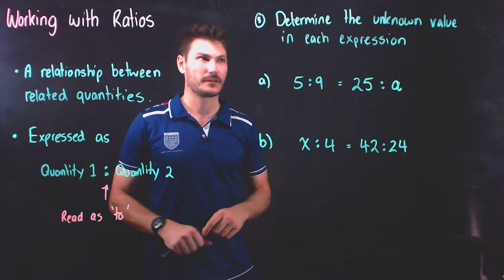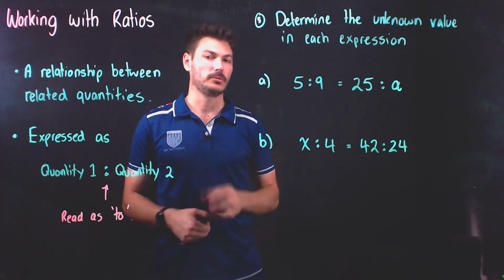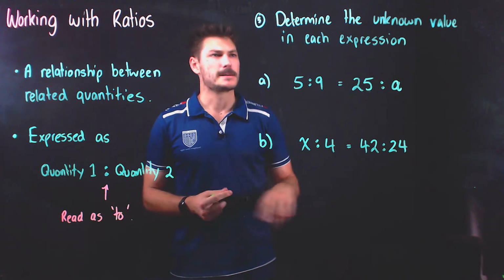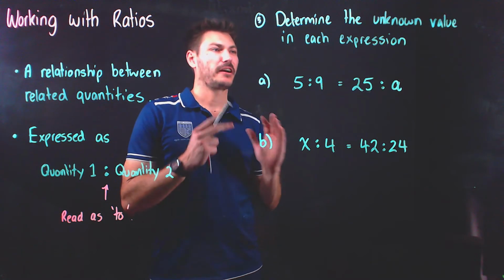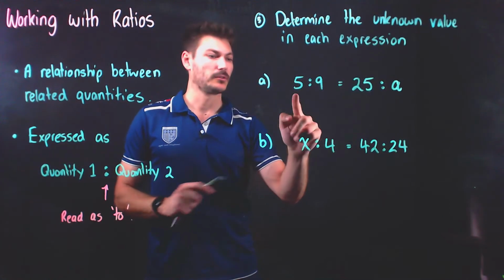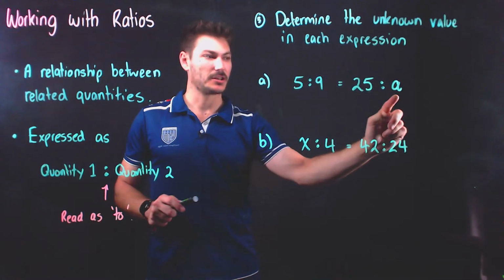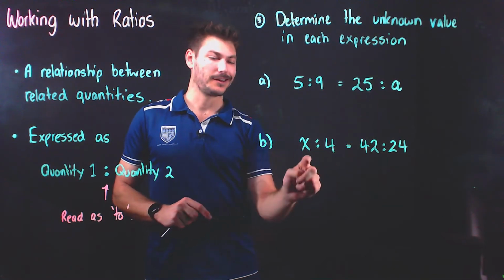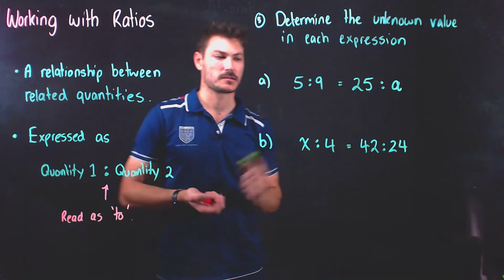And finally for this video, we're going to be looking at a bit of problem solving using ratios. This question is determine the unknown value in each expression. So in this, or equation I probably should say, because there is an equals. In this first equation, a is unknown. In this one, x is unknown. I'm going to show you both ways to solve.